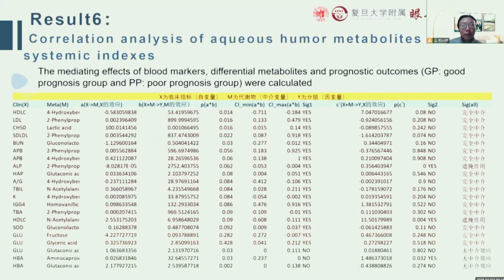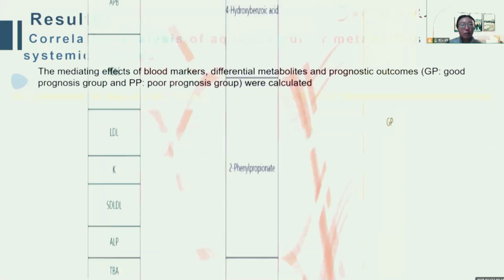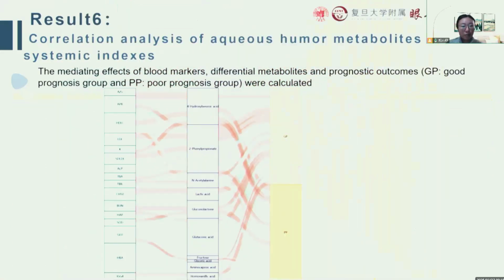And finally, we conducted correlation analysis of aqueous humor metabolites and systemic indicators. The mediating effects of blood markers, differential metabolites, and prognostic outcomes were calculated. And we did find that some of the blood indicators are really relevant to prognostic outcomes.